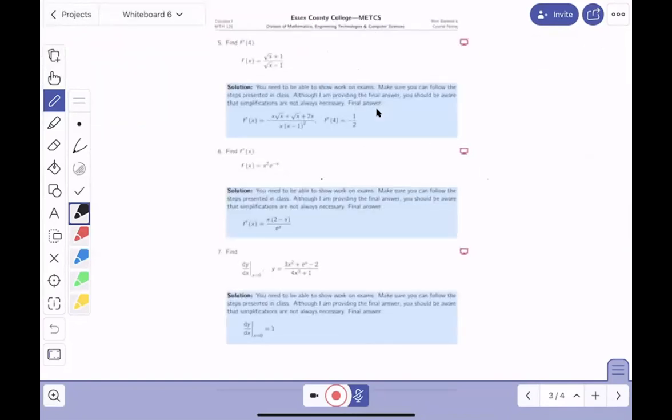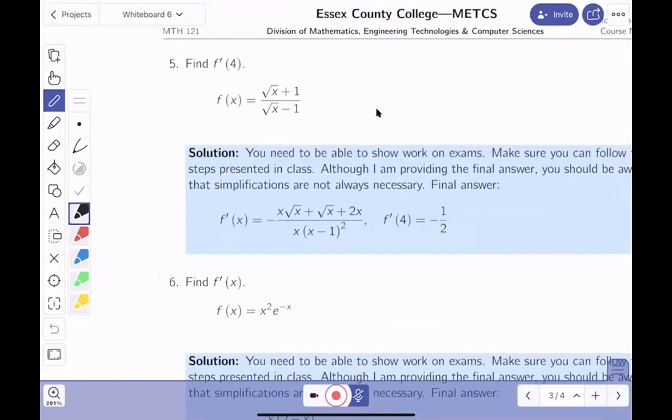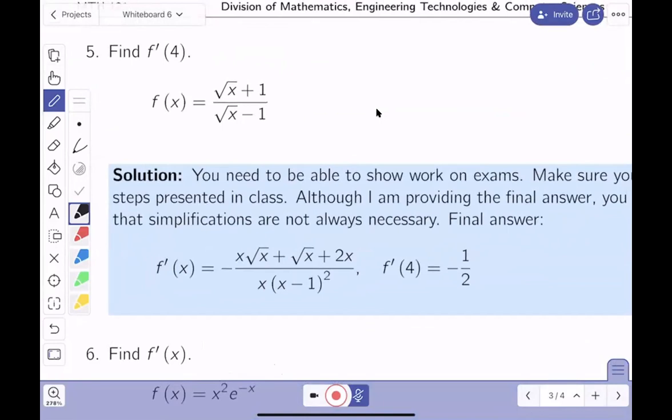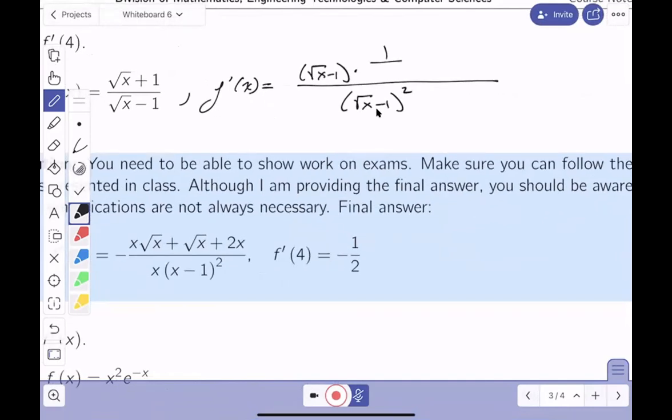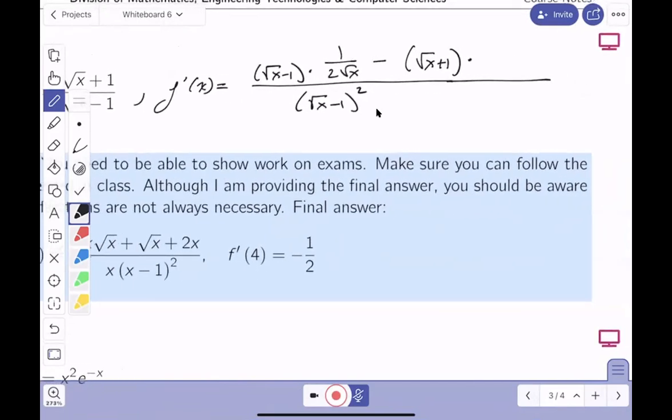Let's go to number 5. And number 5, they want me to get the derivative of this guy over here. Now, by the way, someone's going to say, how are you going to do this problem over here? Well, I first have to find a derivative. So let's write that down. Fairly simple, square the bottom. Bring the bottom to the top, times the derivative of the top. Well, the derivative of root x plus 1 is 1 over 2 root x. That's pretty simple. Minus the top times the derivative of the bottom, which is 1 over 2 root x.